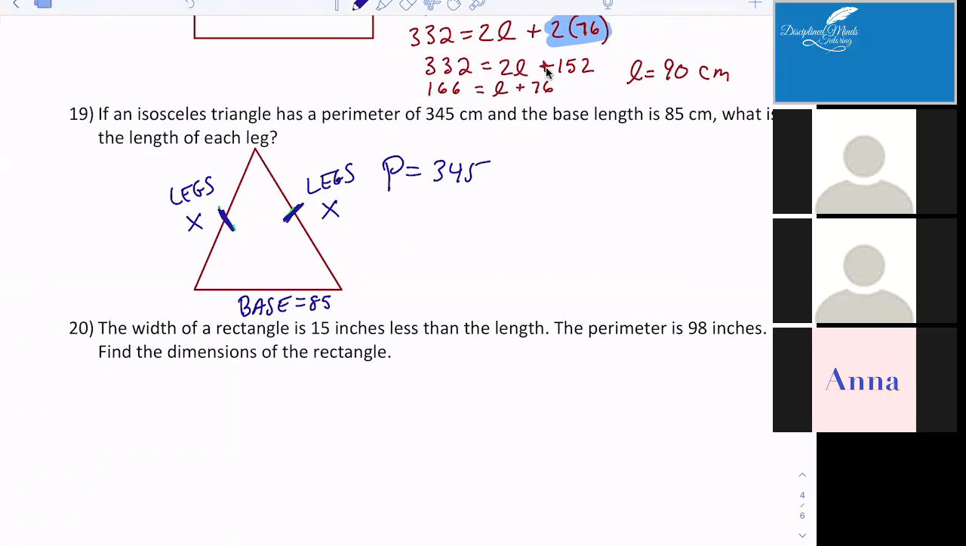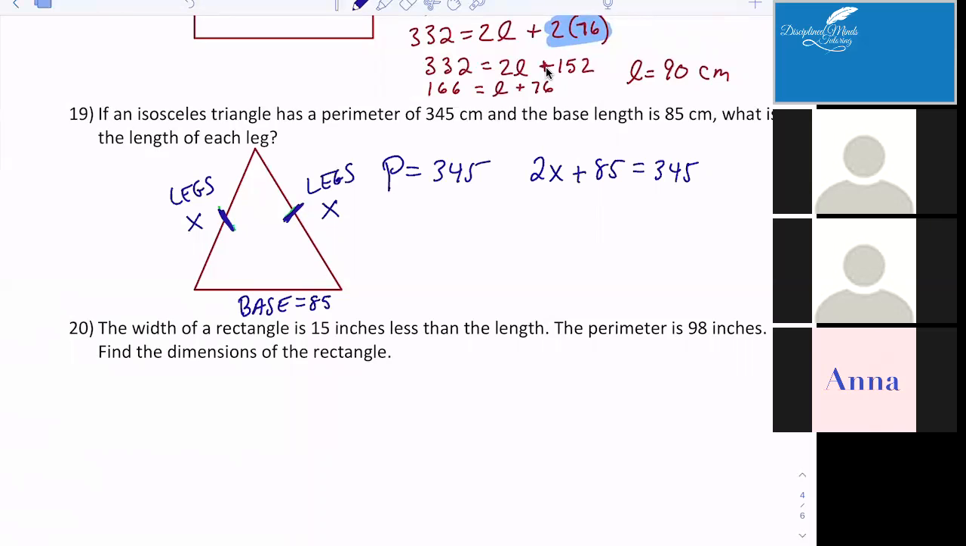Okay, I need someone to tell me what the perimeter is algebraically. What's the perimeter? No, that's area. You're thinking area. Tell me, 345 equals 2x plus 85. Yeah, so the equation here is 2x plus 85 equals 345.